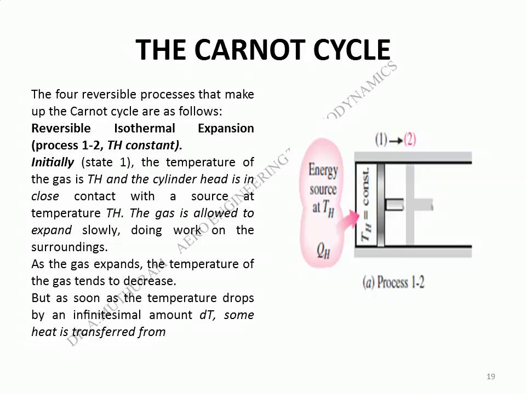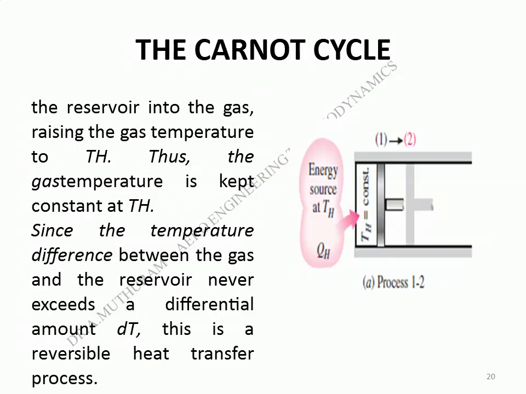Initially, state 1, the temperature of the gas is TH and the cylinder head is in close contact with the source at temperature TH. The gas is allowed to expand slowly, doing work on the surroundings. As the gas expands, the temperature of the gas tends to decrease. But as soon as the temperature drops by an infinitesimal amount dT, some heat is transferred from the reservoir into the gas, raising the gas temperature to TH. Thus, the gas temperature is kept constant at TH.